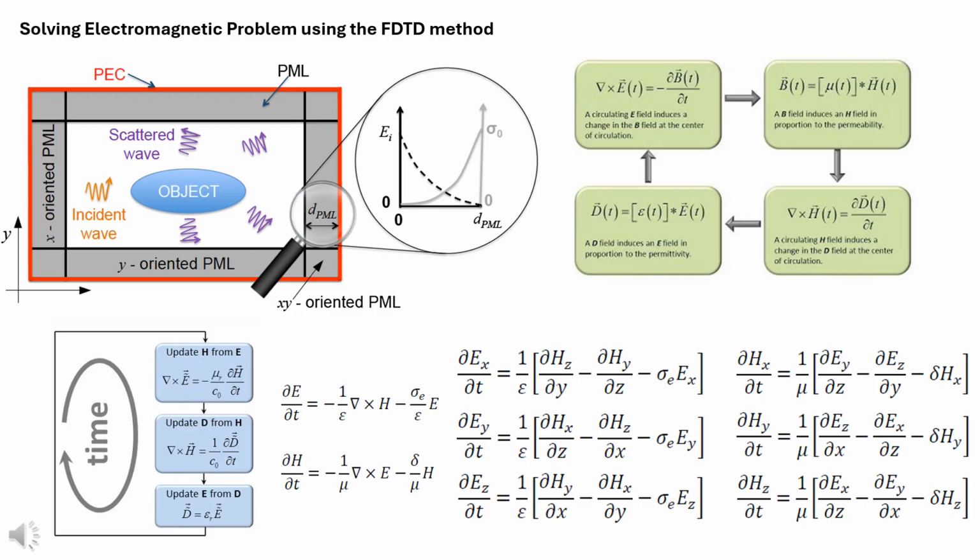Perfectly electric conductor, PEC, and perfectly magnetic conductor, PMC, boundary conditions. PEC conditions set E to 0 on metallic surfaces, while PMC conditions set H to 0 on magnetic surfaces.